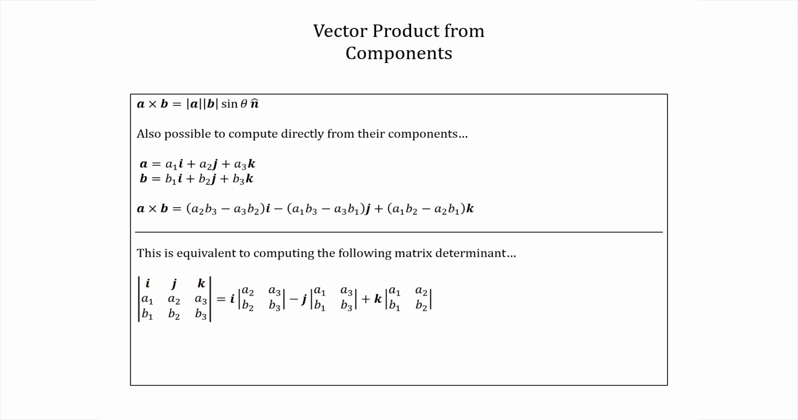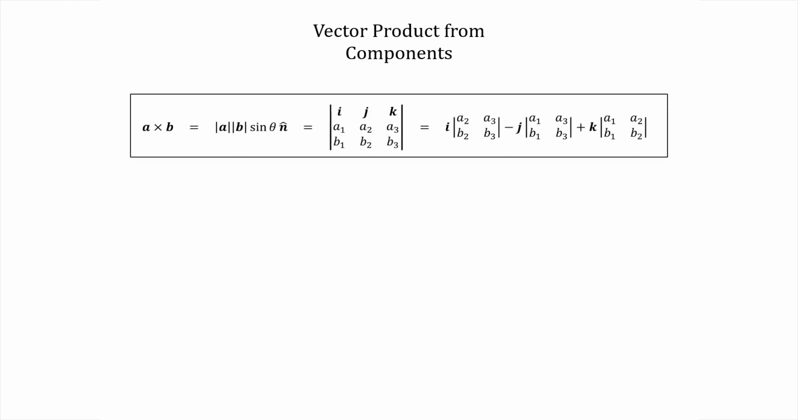So, let's calculate all these determinants. We have i times (a2b3 minus a3b2) minus j times (a1b3 minus a3b1) plus k times (a1b2 minus a2b1). This is indeed A cross B, as defined above. Let's look at an example. We'll put the two different definitions up here for reference.